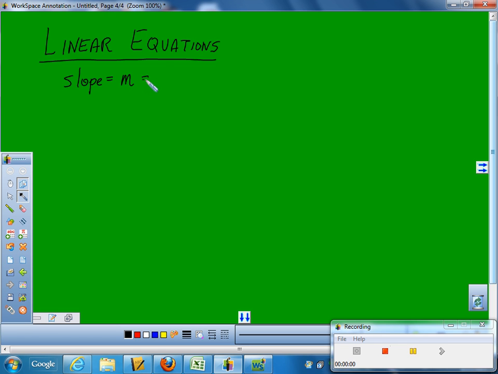Okay? If I give you two coordinates, how do you calculate slope? Rise over run. If it's coordinates, do you subtract the x's or the y's on top? The y's are on top because they're the rise. So y minus y over x minus x, that's slope.